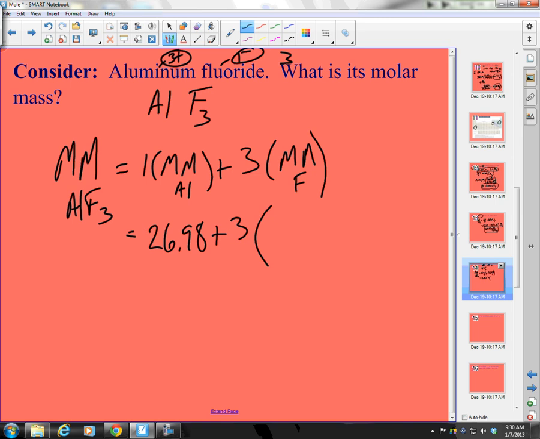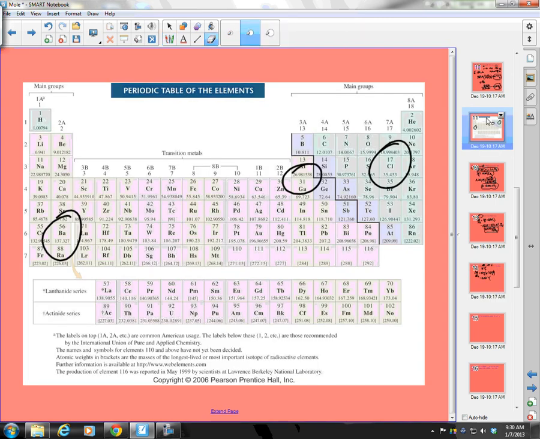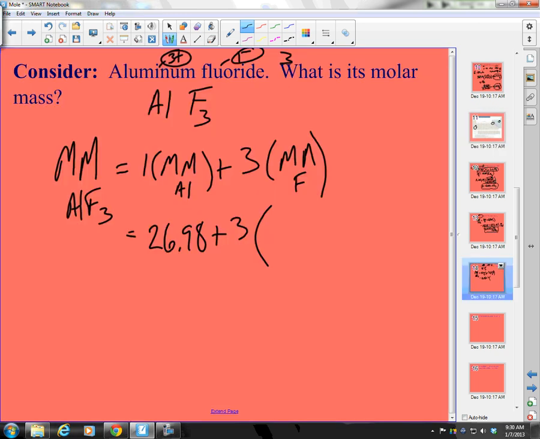Times 3 times my fluorine. Where's my fluorine? It looks like it is 18.99. You guys buy that 18.99? 18.998, I think that is. We better go with one more sig fig since it's, well, that would mean what? I'd have to round it. 18.998. That's fine. 18.998. Good.